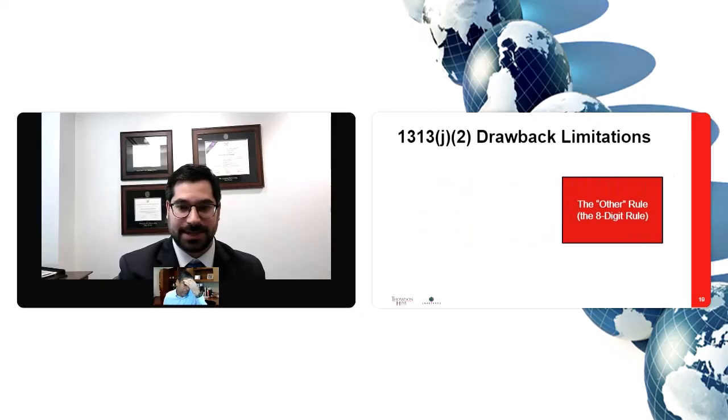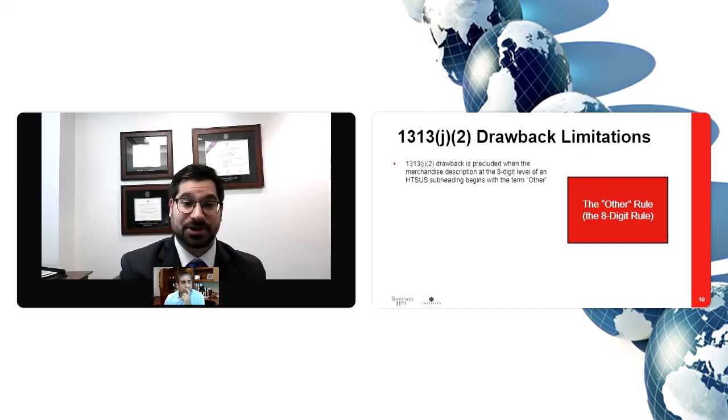Let's start with the 8-digit rule. What the 8-digit rule stipulates is that J2 drawback is actually precluded when the merchandise description at the 8-digit level of an HTSUS subheading begins with the term other. So to reiterate, if at the 8-digit level, the article description or merchandise description starts with the term other, you can't actually exercise J2 drawback.